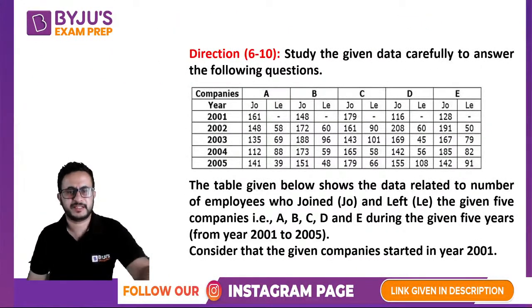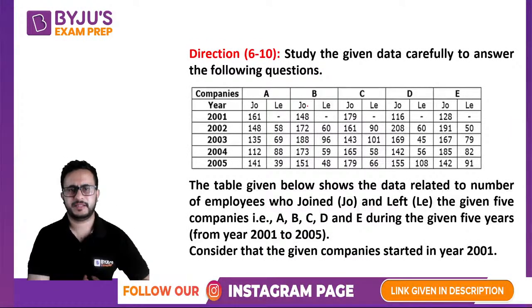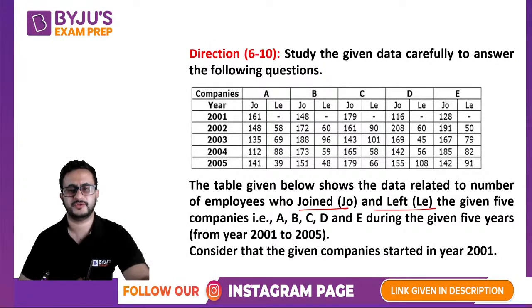Okay, so here's the next set. It says that there are five companies A, B, C, D, E, and these are the number of employees that joined and left in different years, 2001 to 2005. The table shows the data related to the number of employees who joined and left in the given five companies during the 5 years 2001 to 2005. Consider that the given companies started in the year 2001.